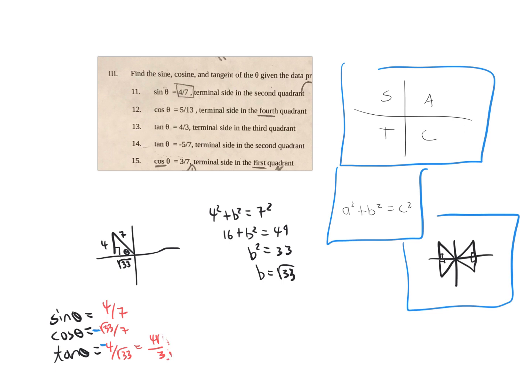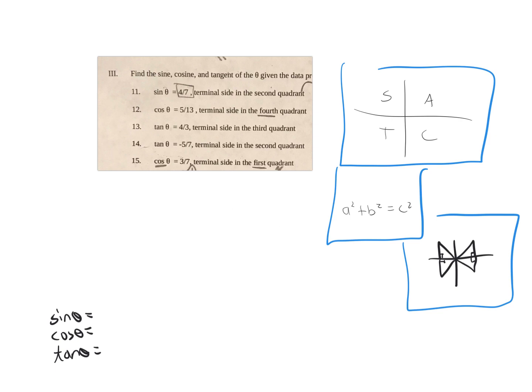Let's keep this structure, but we'll get rid of everything else. Okay, so looking at problem number 12, cosine of theta is 5 over 13. The terminal side's in the fourth quadrant. Okay, no problem. So we are dealing, of course, according to the bow tie, with a triangle that kind of looks like that. We already know that cosine is adjacent over hypotenuse, so clearly the adjacent must be 5. The hypotenuse must be 13.